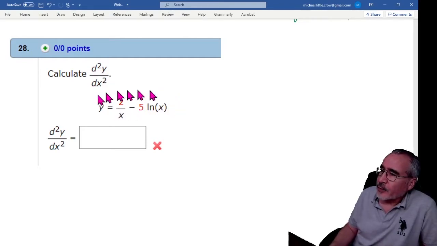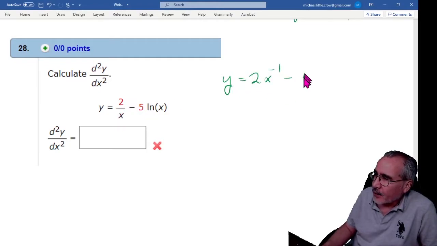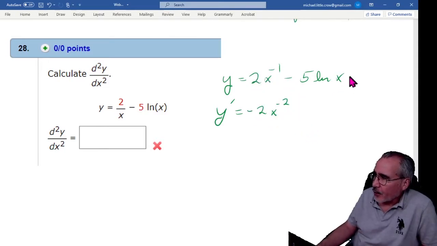So for the second derivative, we take the first derivative and then find the second derivative, right? So I'm going to do it this way. I'm going to rewrite this as 2 times x to the minus 1, minus 5 natural log of x. We take the derivative, and fortunately we don't have any product rules or quotient rules. The negative 1 comes down, so that's negative 2x to the minus 2. That's the first part. Over here, the negative 5 is a constant multiple, so we get negative 5. The derivative of natural log of x is just 1 over x, so we'll put 5 over x.